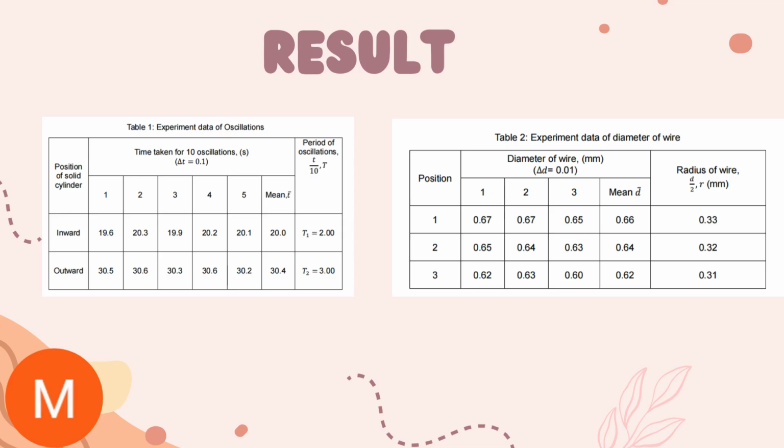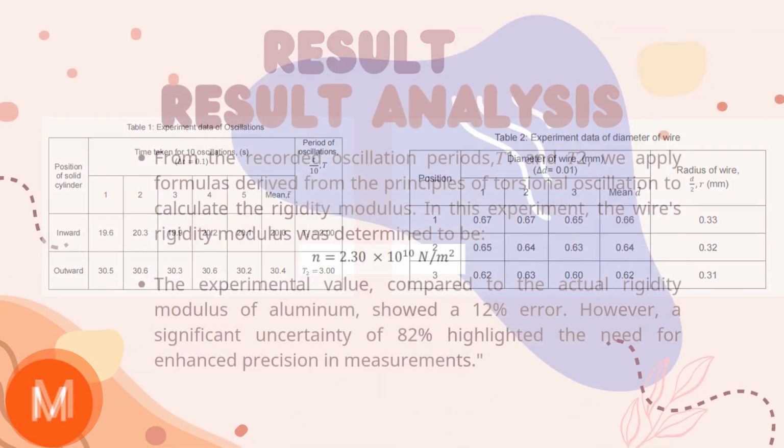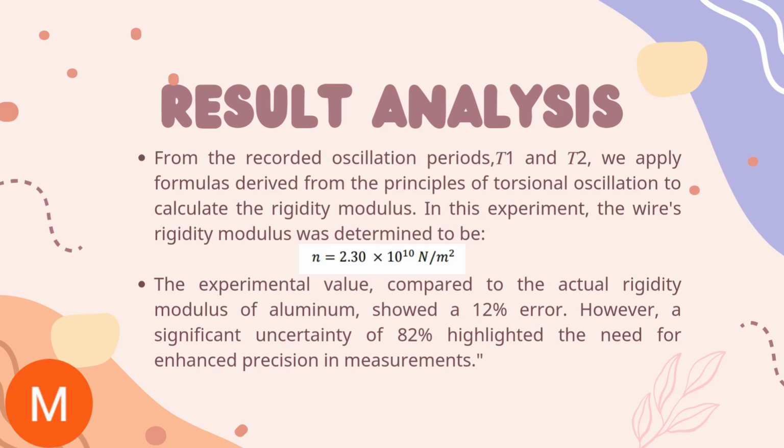And here is the result that I get from the experiment. Next, the result analysis. From the recorded oscillation periods T1 and T2, we apply formulas derived from the principle of torsional oscillation to calculate the rigidity modulus. In the experiment, the wire's rigidity modulus was determined to be the following. Here is the rigidity modulus that we get.